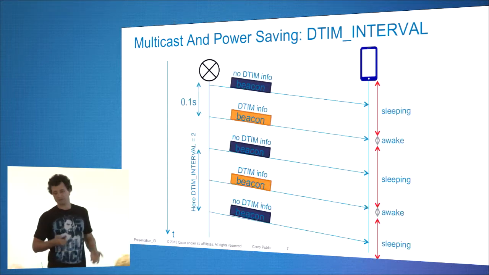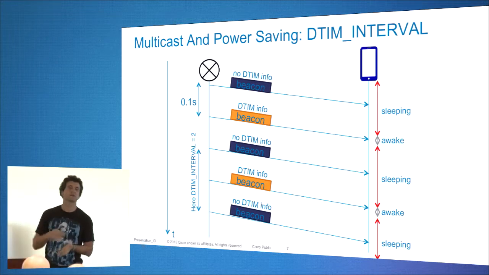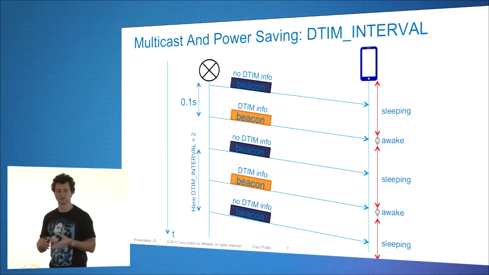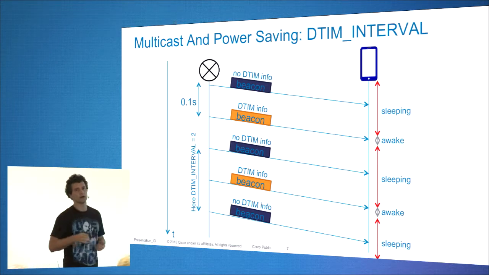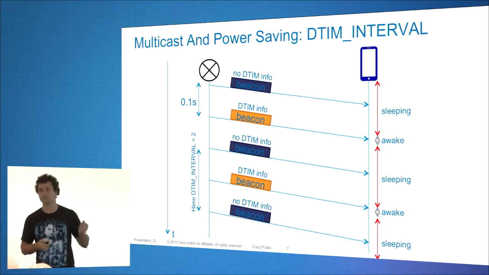So basically, every nth frame will be used to send the multicast information. So all the other frames, the device that is in energy-saving mode can be sleeping. So it can be awake only for a short period of time.